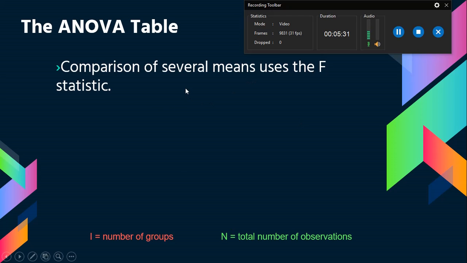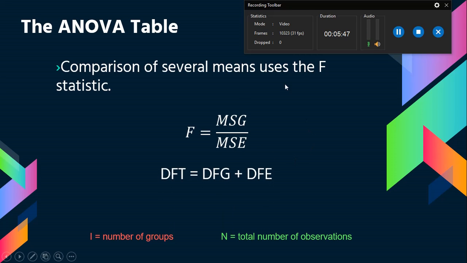When we compare several different means, we want to use the F statistic. So it's the same ratio as before, but now we'll use the mean square of the group divided by the mean square error. Degrees of freedom are also associated with each of these pieces in the table.